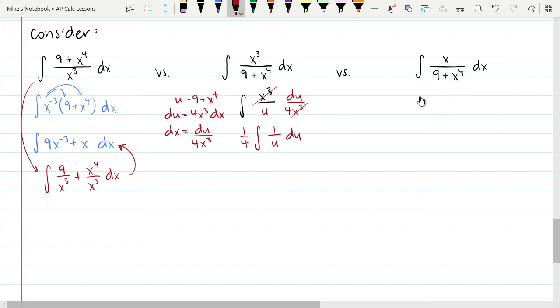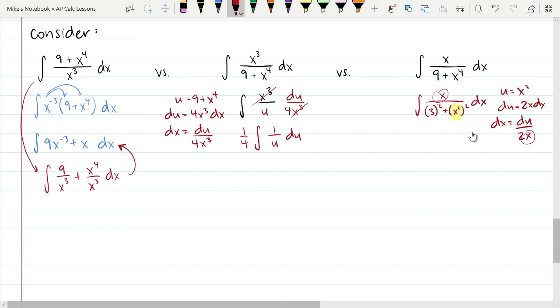So this is where you would consider rewriting this as x over (3 squared plus x squared squared), and then recognize that your u is just the x squared. And so your du would be 2x dx, or in other words, dx becomes du over 2x. And now that x will divide out with that remaining x.